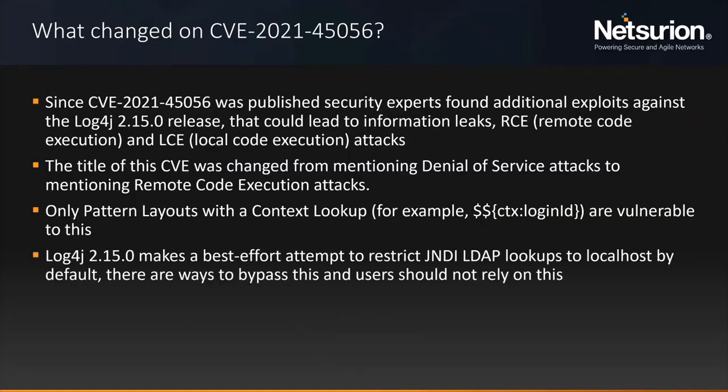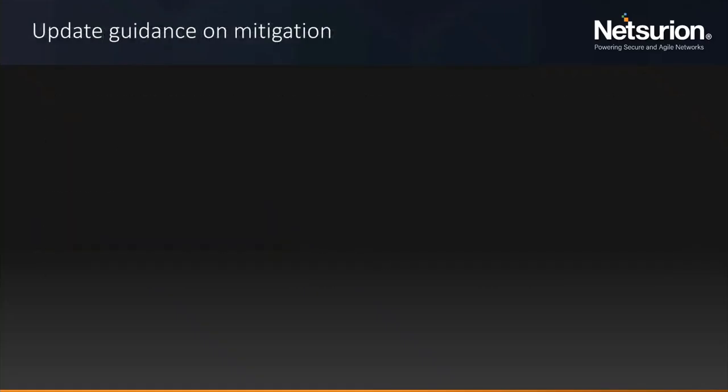Now, 2.15 made the best effort attempt to restrict the JNDI LDAP lookups to localhost by default. But it turns out that there are ways to bypass this. And so the previous guidance that said you could simply set no lookups to true, and you'd be safe, turns out to be insufficient, and you shouldn't rely on this. And that's really the update.